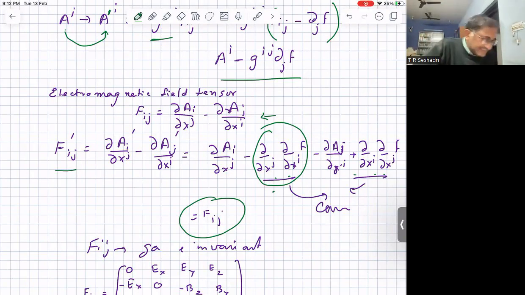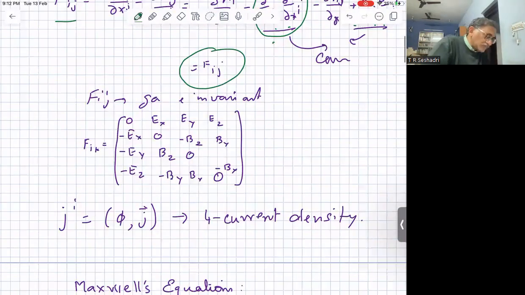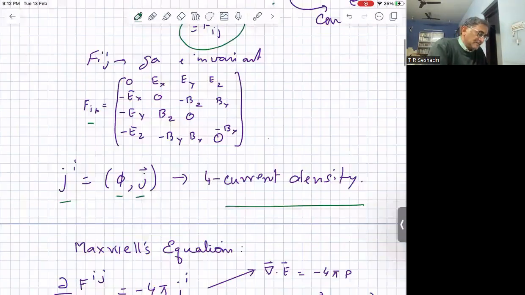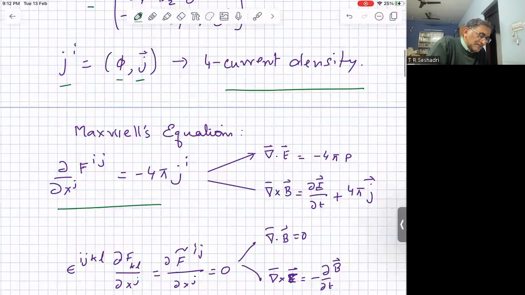Now, if F_{ij} is a gauge invariant object, the components of F_{ij} should be physically measurable. Something which depends on gauge, you should not be able to measure, like the vector potential. But what you can measure is the electric field and magnetic field, because they are gauge invariant. And you find that the F_{ik} components consist of electric and magnetic field components. And we defined a 4 current density, which is basically (rho, the 3 current density). Having defined all this, this was the Maxwell's equation.